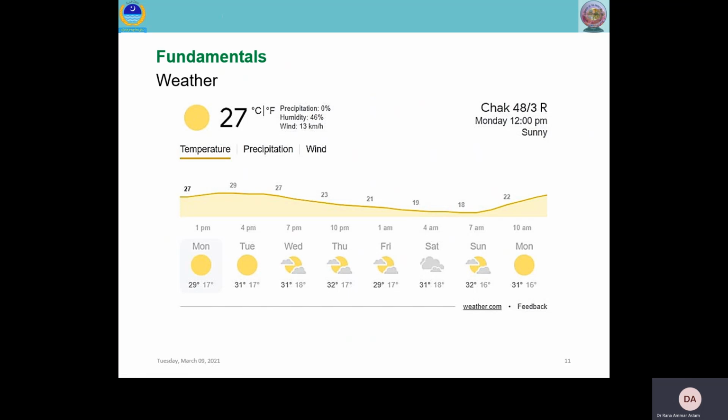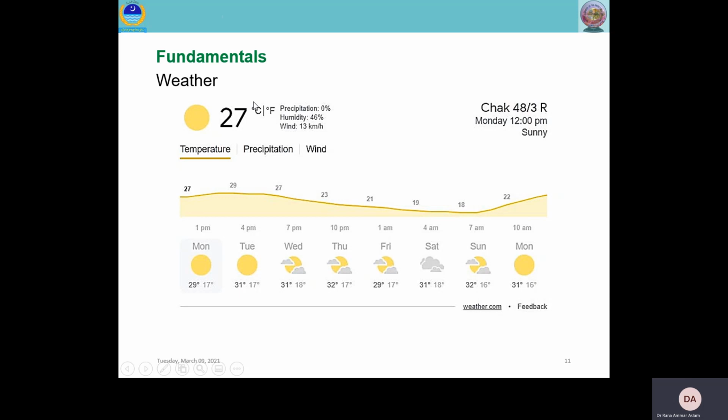One is parameters: temperature, precipitation, wind, and 2 others, right? And the next one is the location. So here I have captured this figure for a location, that is 48-3R, and for a specific time. So this one is the location, and the second one is the specific time. This is Monday, right? We are talking about a specific day, which is Monday, and we have recorded their values.